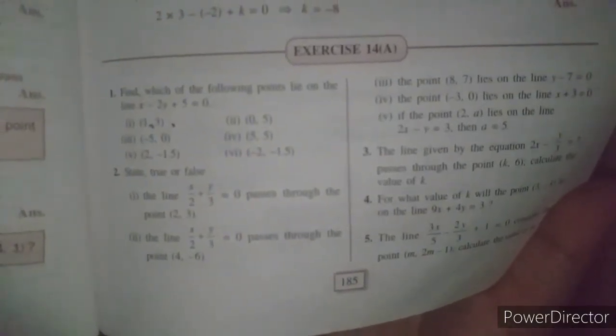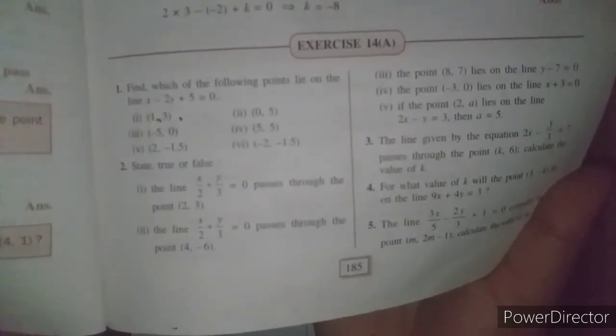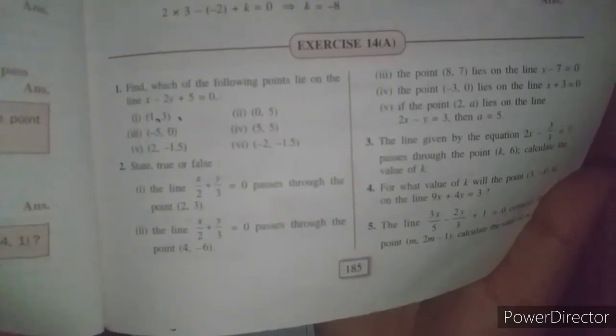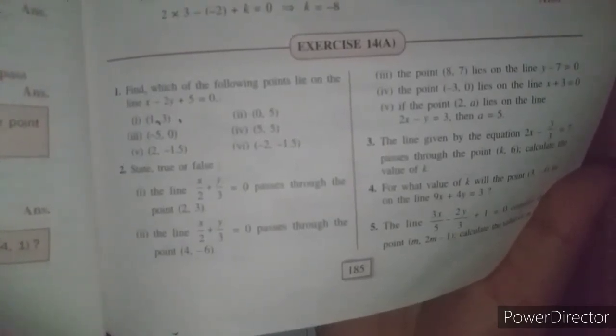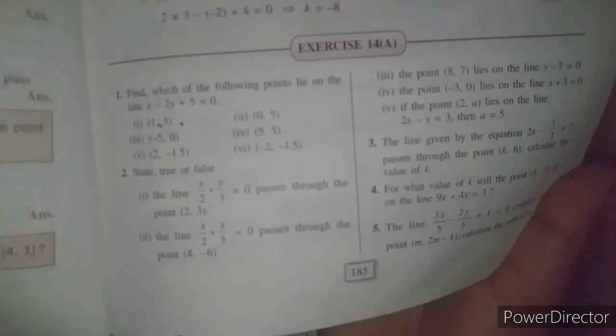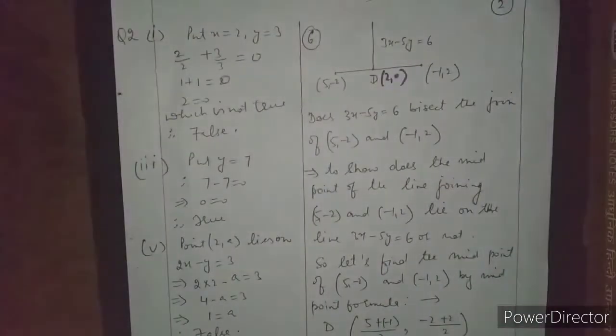The statements are given, we have to discuss them one by one, and then see by applying the same concept as already told. The first part says that the line x by 2 plus y by 3 is equal to 0 passes through the point (2, 3). Earlier in question number 1 we were checking whether the point lies on the line. Now we are checking whether the line passes through the point. Both are the same thing. Now let us see its answer.